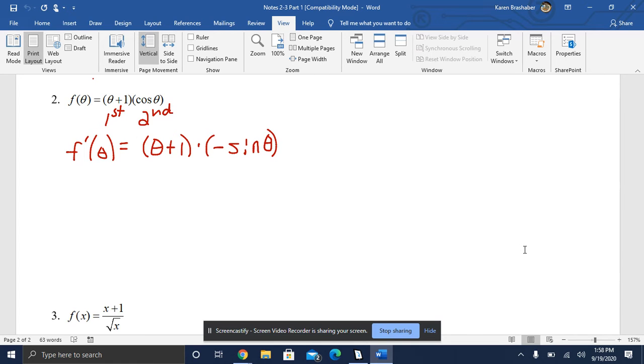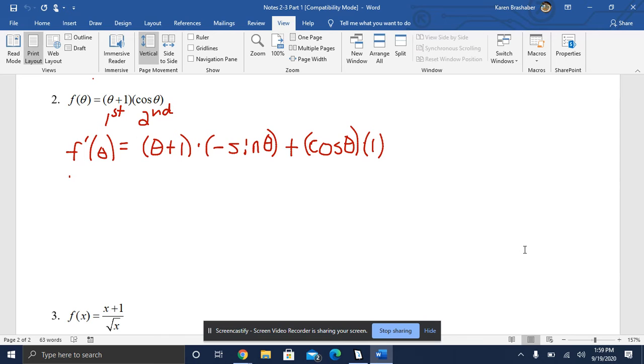And then we have plus, and then we'll do second. Second is cosine of theta times the derivative of the first. Now, the derivative of theta plus 1, theta is just like an x. The derivative of just a variable is 1. And so the derivative of theta plus 1 is just 1.